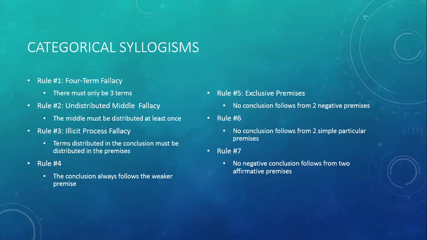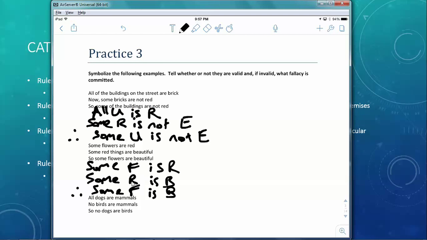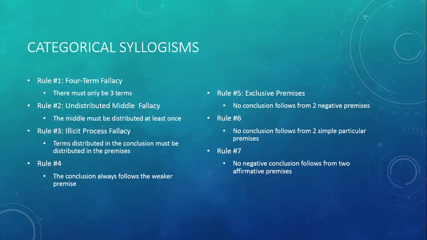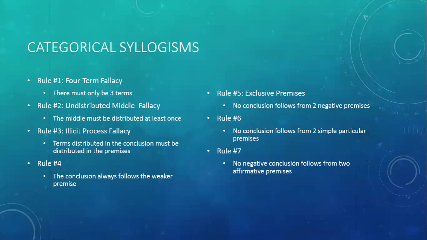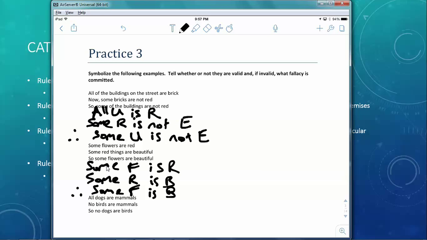Undistributed middle fallacy. R is the middle term and it is undistributed. So this one was rule 2, this one's rule 2, but this one also actually has another rule that it violates. Illicit process fallacy. Neither F nor B are distributed, so we can't commit the illicit process fallacy. Conclusion always follows the weaker premise. Some is up here, some is down here.